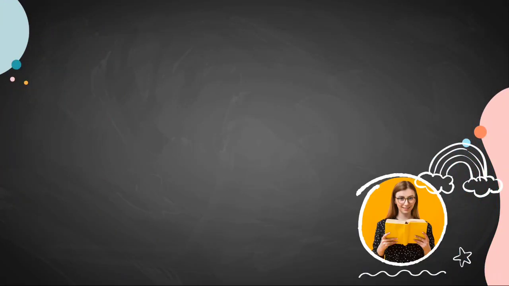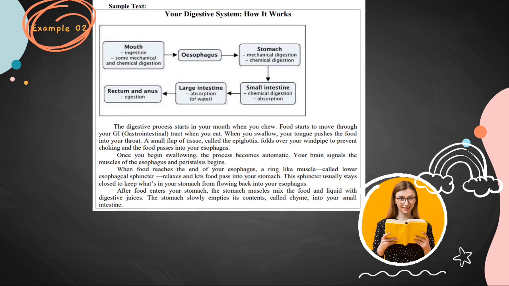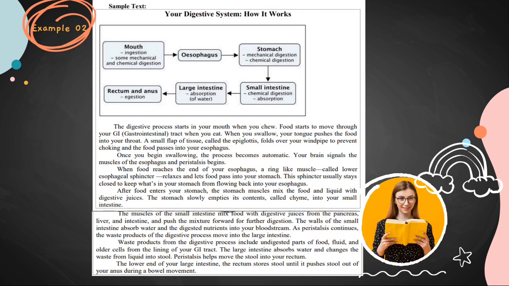This time, let us try to explain the visual-verbal relationship illustrated in tables, graphs, and information maps found in an expository text. I'll give you 2 minutes to pause the video presentation for you to be able to read the given text. Please take a look at the second example that is entitled, Your Digestive System, How It Works. Now that we are done reading the expository text, let us now look at the illustration on top of it.